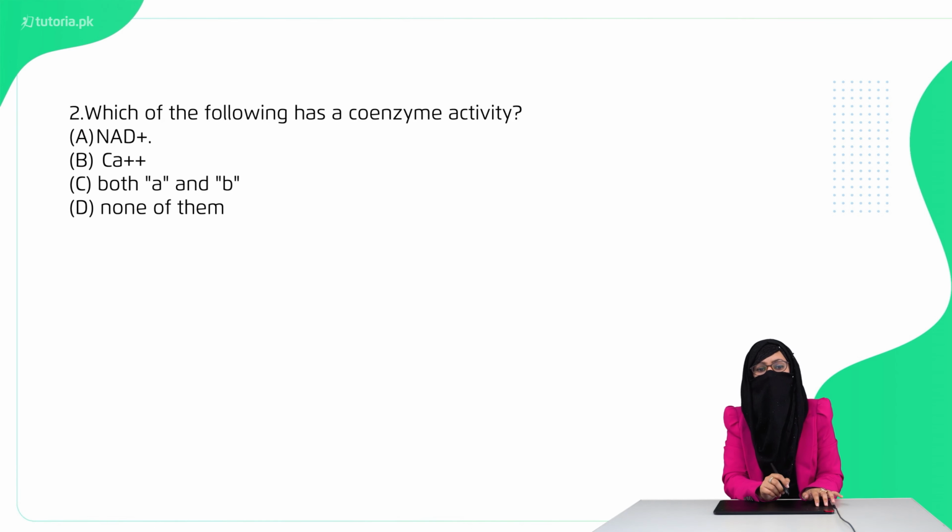Second MCQ is: which of the following has a coenzyme activity? NAD, calcium ion, both A and B, or none of them. So the right option is NAD because it is the derivative of the vitamin.